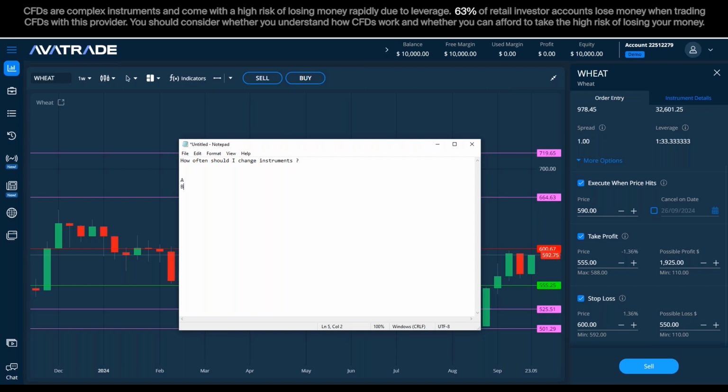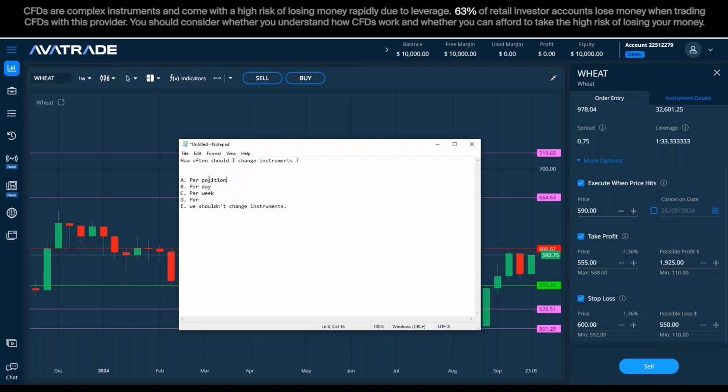Let's play some options here. We have A, B, C, and D, so you guys can vote. Let's begin with the most extreme, per position. Let's say per day, per week. Let's make another option, per month. And the last answer would be we shouldn't change instruments.